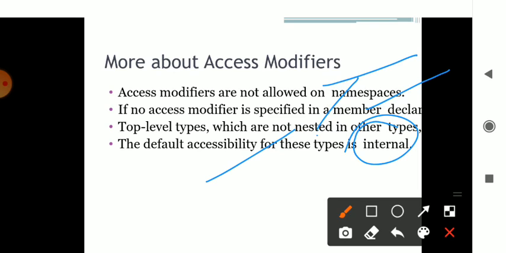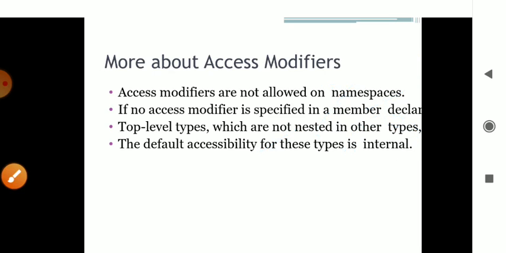Otherwise it will be private when it is not accessed. When it is in the class, it is private. When it is outside the class, it is internal. These are all the concepts of access modifiers. Okay, thank you.